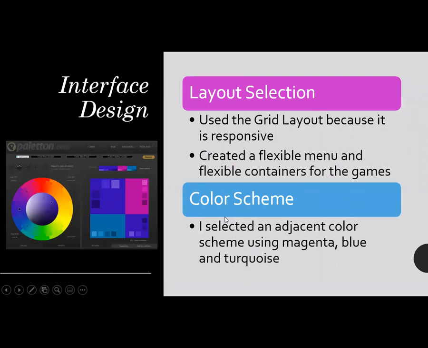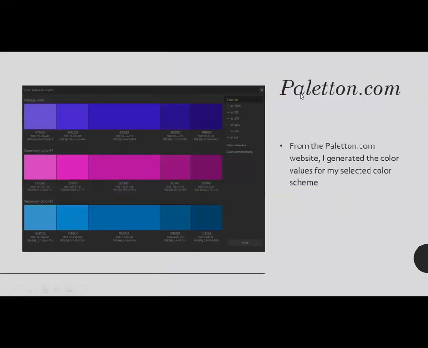As far as the color scheme, I basically used an adjacent color scheme. And here I'm showing you Paladin.com, and you can see the colors that I chose, and then all of the different shades in this example. So at that site, you can display tables of your colors, and then you can also click and it'll generate CSS for you. So it's showing you the colors in hex and RGB.